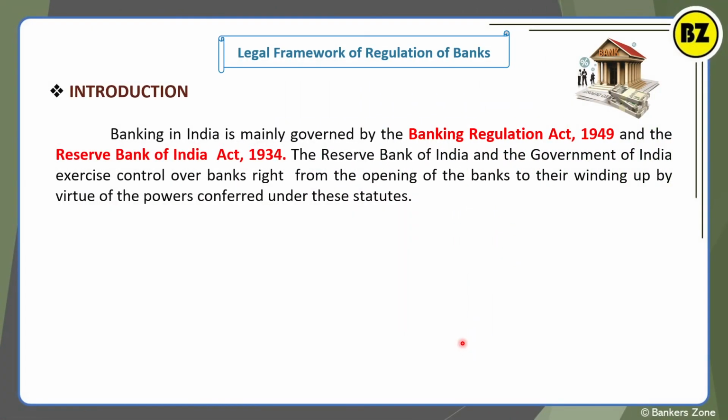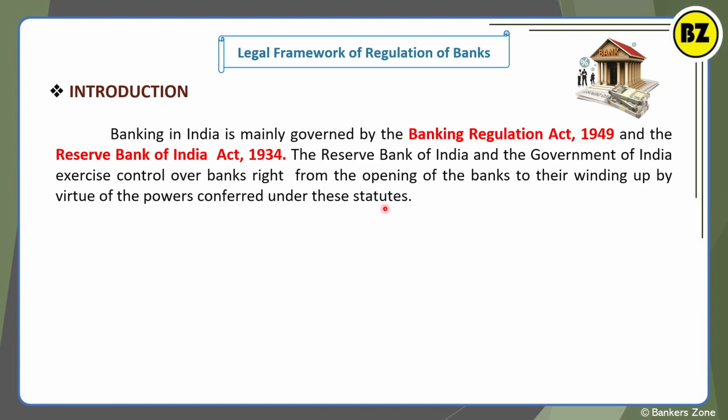Now see some introduction part of this chapter. Banking in India is mainly governed by the Banking Regulation Act 1949 and the RBI Act, that is the Reserve Bank of India Act 1934. The Reserve Bank of India and the Government of India exercise control over the banks right from the opening of the banks to their winding up by virtue of the powers conferred under these statutes.